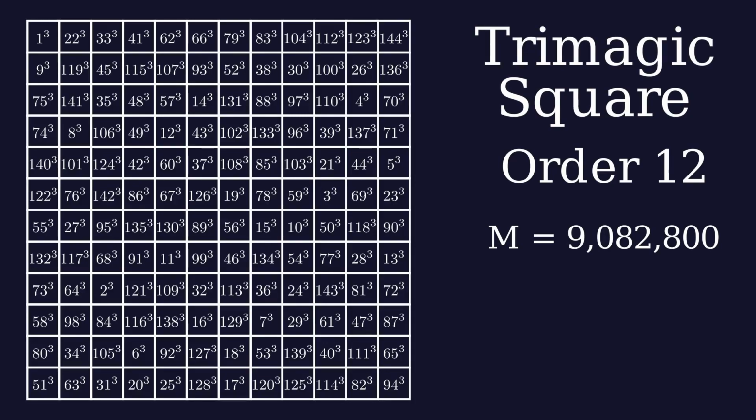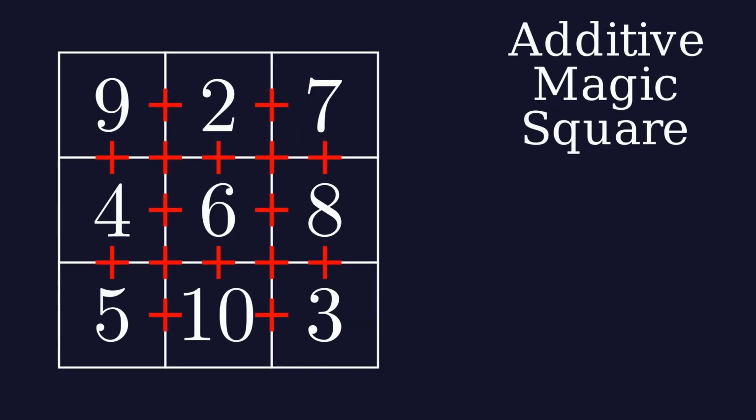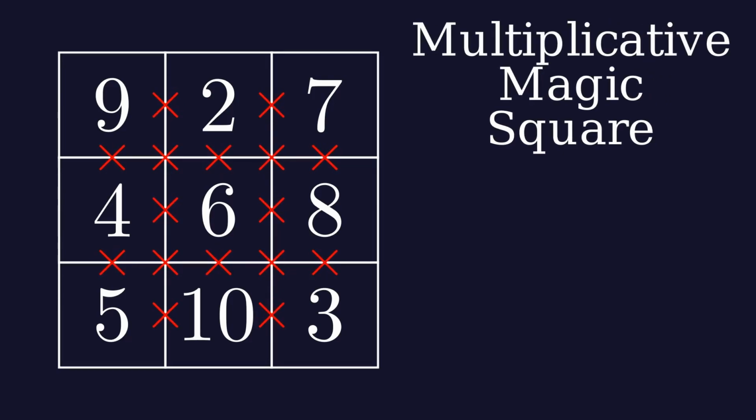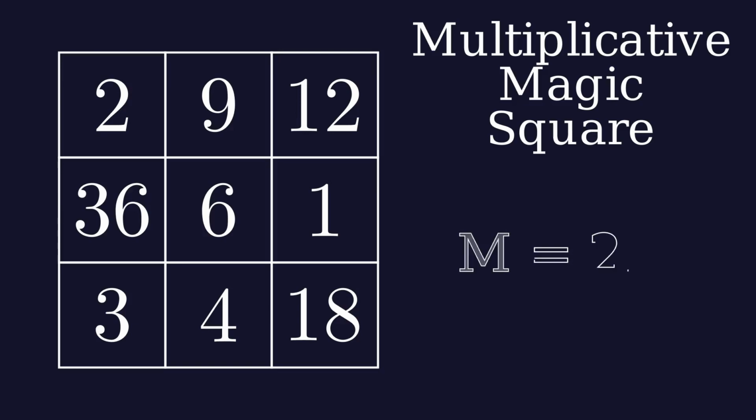It is the smallest known tri-magic square, as it has been proven that tri-magic squares of orders less than 12 do not exist. In addition to the traditional additive magic squares, there exists another type called multiplicative magic squares. These squares operate based on multiplication instead of addition. For instance, consider a multiplicative magic square with a constant product of 216.